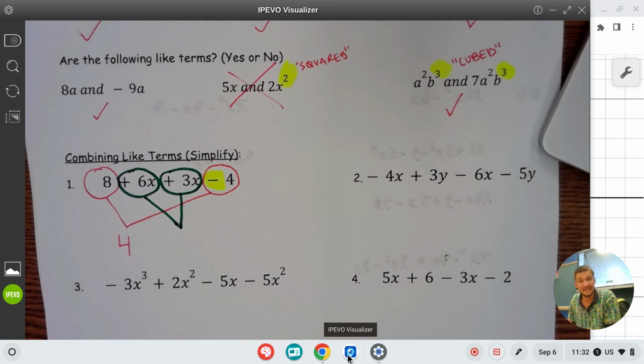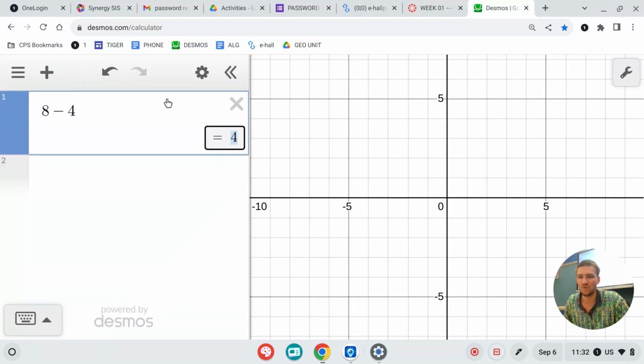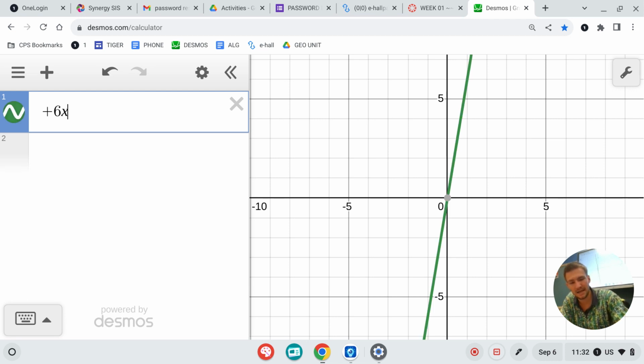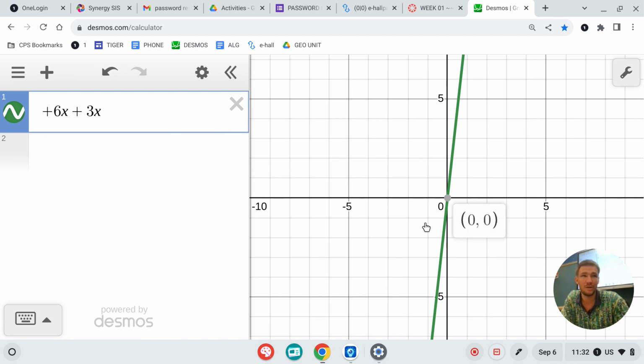Now, we're going to combine these like terms. We've got 6x's and 3x's. And how are we going to combine those together? We're just going to add them up. Desmos is a great way to do it. Now, let's be a little careful. I lied to you guys a little bit because I said type it in exactly how it looks. If I type plus 6x plus 3x, I'm not getting the answer. And in fact, I'm getting this whole weird line over here.